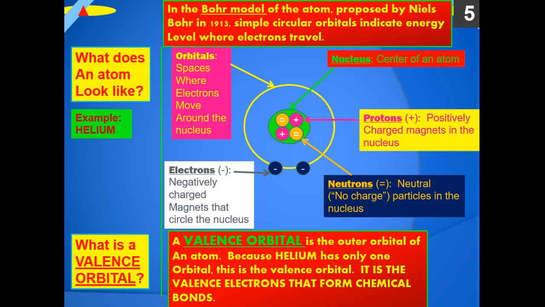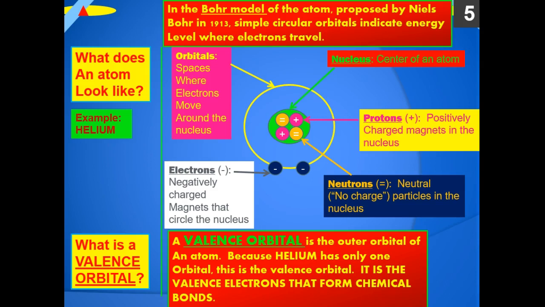The nucleus is the center of an atom. Unlike a cell nucleus that you might have learned about in biology, it doesn't have a pouch surrounding it or anything. It's simply the location where the protons and neutrons are located. The protons and the neutrons are held in the nucleus by the strong nuclear force, so they're not blown apart. The protons don't repel each other and push each other away, and they reside in the nucleus. The electrons are negatively charged magnets that circle the nucleus.